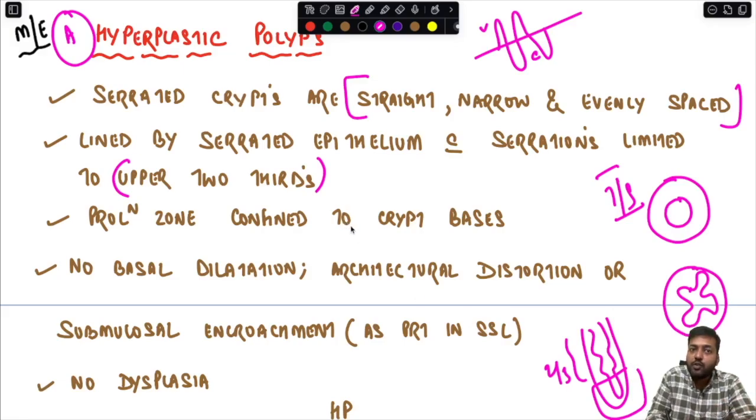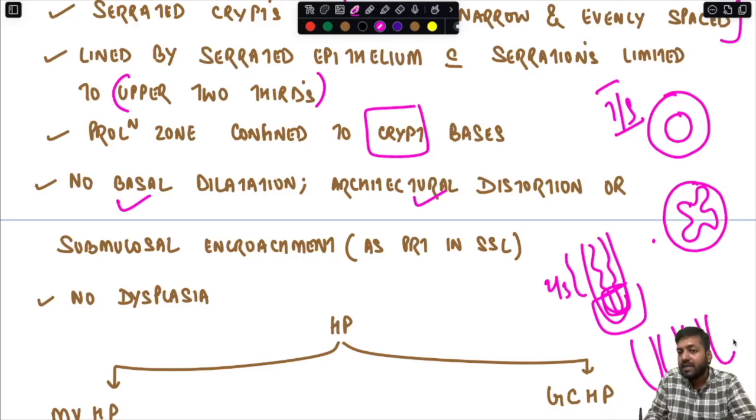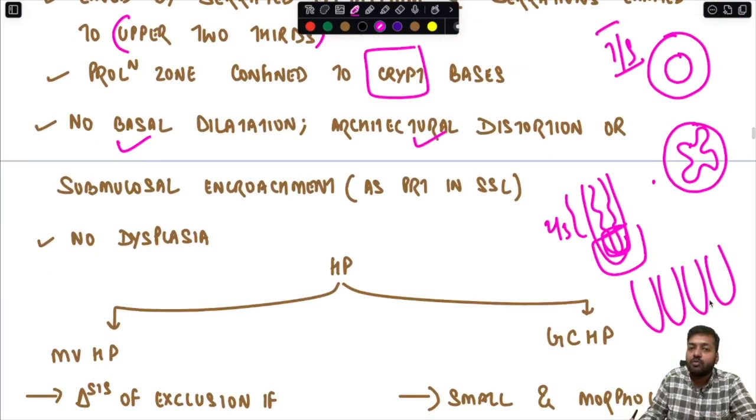The proliferation zone of the hyperplastic polyp is confined to the crypt bases. And remember, there is no basal dilatation. If you see the crypt base, it is narrow, not broad. So there is no basal dilatation and no architectural distortion. All the crypts in hyperplastic polyps are longer and arranged uniformly, and there is no complex architecture. There is no submucosal encroachment or displacement of epithelium.